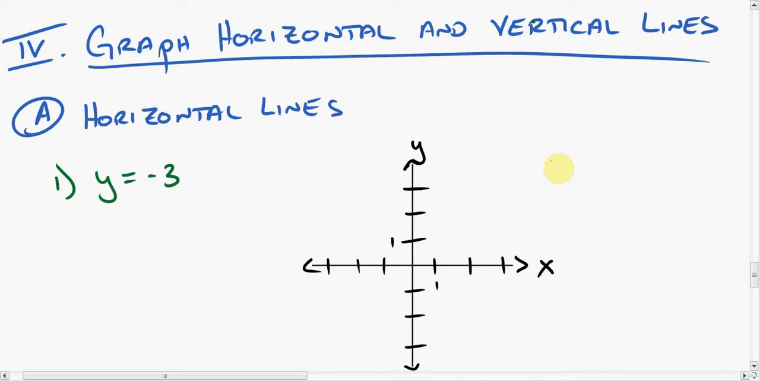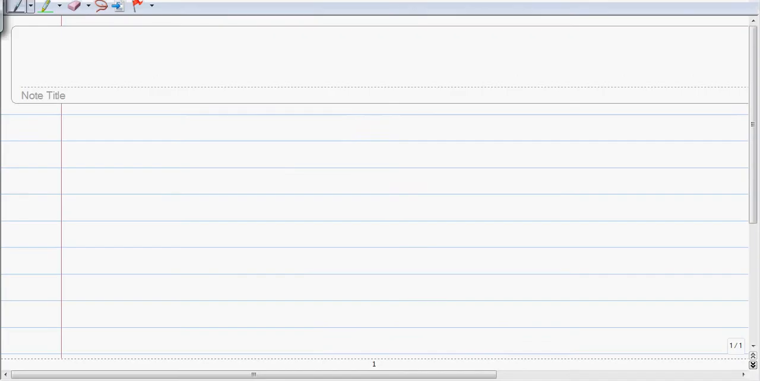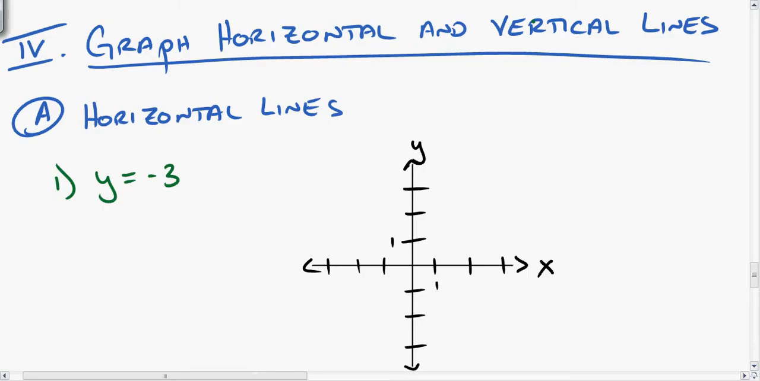This is section 2.3, part 4, where we're going to graph horizontal and vertical lines. When you're graphing horizontal and vertical lines, you are always going to see an equation that has only one variable in it. It's either going to be an x or a y. You won't have both.